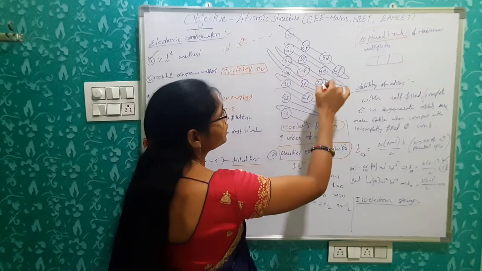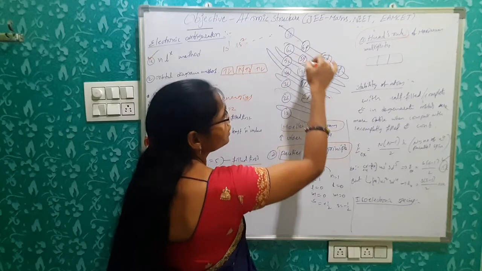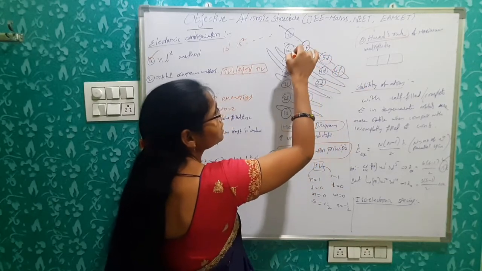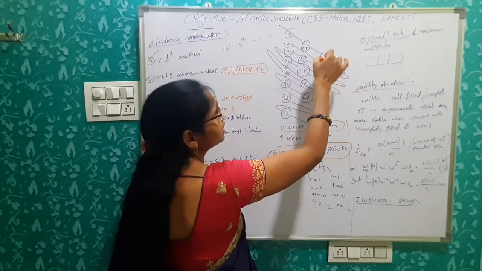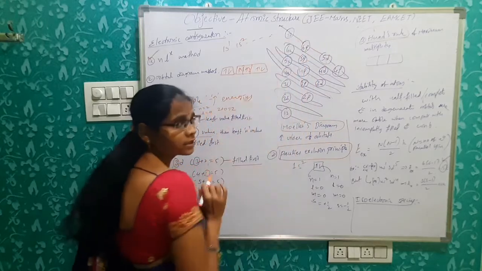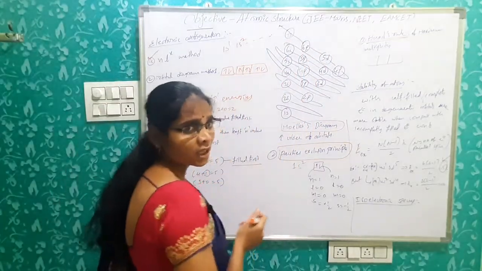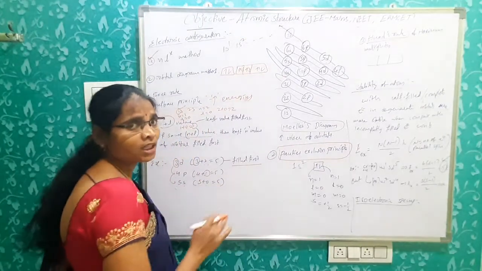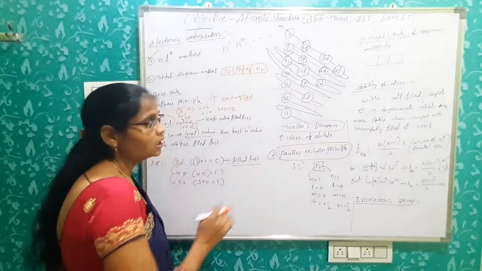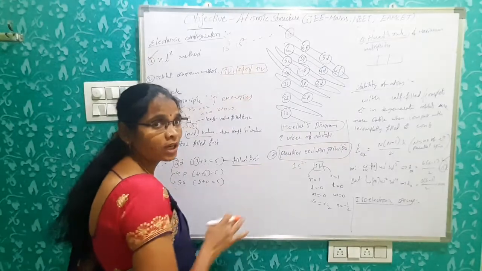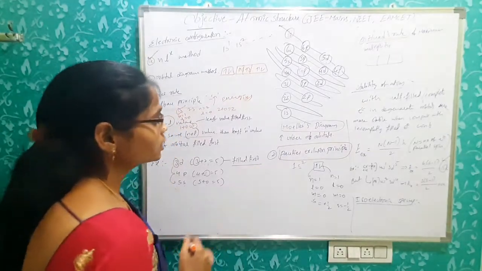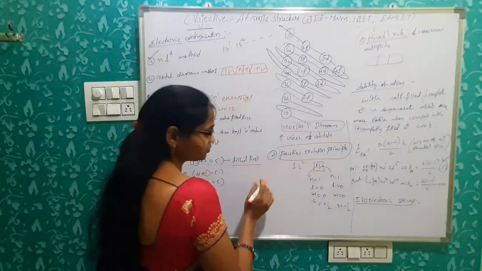4s, 3d, 4p, 5s, then 4d, 5p, 6s, 4f, 5d, 6p, 7s. Okay, so this is the order for filling the electrons in increasing energy of orbitals. Okay, next, Pauli's exclusion principle.